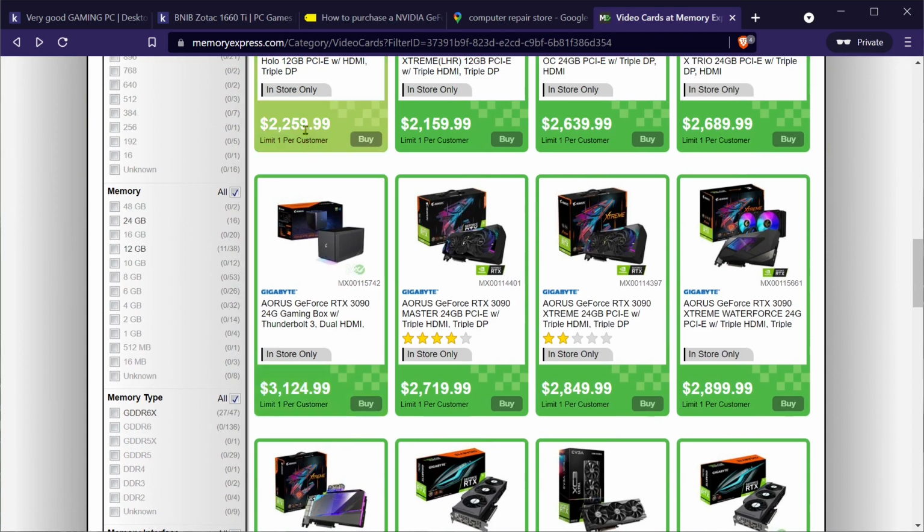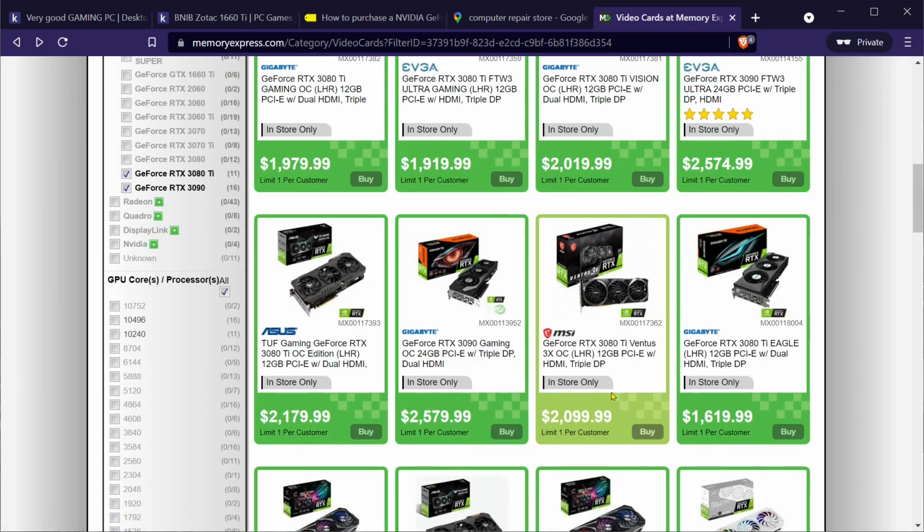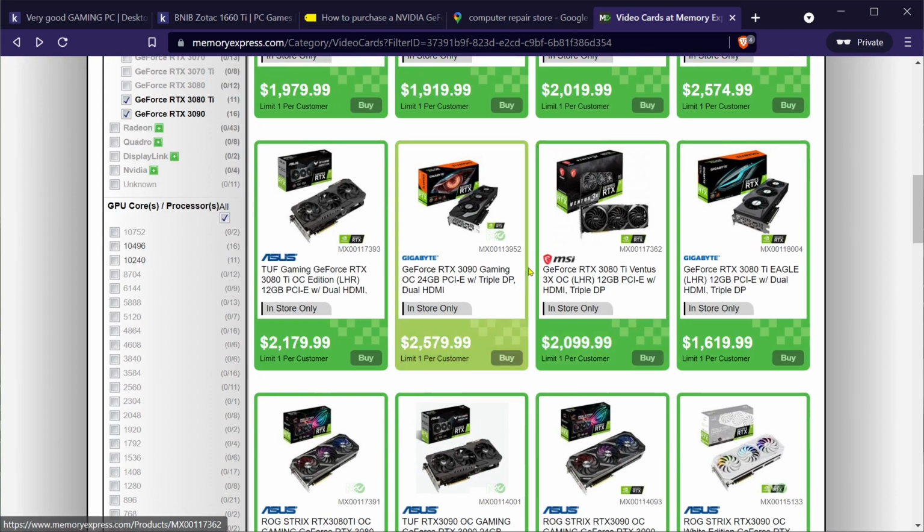Would I spend that much money on a 3080 Ti? No, I would not. Would I spend $2,020 on one? Yes, I probably would. So it all depends on what you want to get.